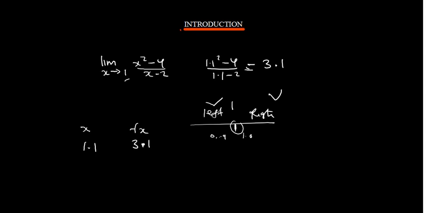Let's try 1.05 and put it there, and we see what will happen. So if we say 1.05 squared minus 4 over the same 1.05 minus 2, this will give us what? It will give us 3.05. So have you seen this number?